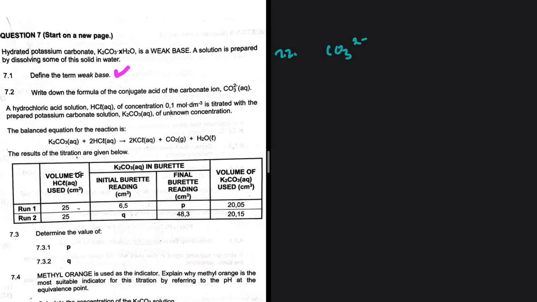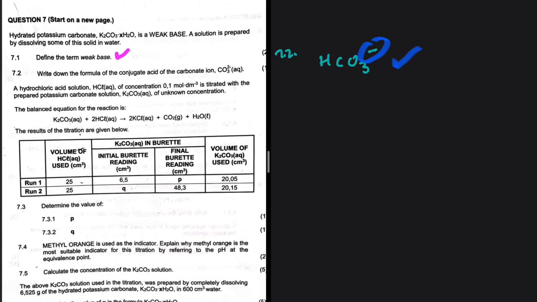A solution is prepared by dissolving some of this solid in water. So what is the conjugate acid, right? It is the ion that is formed when these bases accept a hydrogen. So the answer to 7.2 is HCO3 to the minus. No longer to the 2 minus, but just to the minus, because we have accepted a hydrogen, a proton. So it must be to the minus and not to the 2 minus. Hope you didn't make that mistake. 7.2. Okay, let's hear the stories.